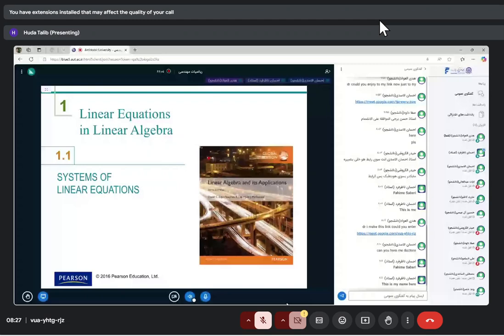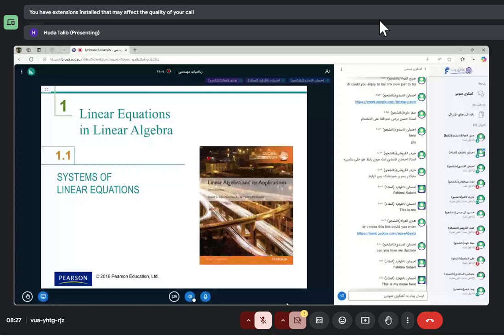Algebra: system of linear equations. And like I said yesterday, a linear equation has variables x1 through xn with some coefficients like a1, a2, a3, an, and b is a real number on the right side of the equal sign. This is called a linear equation.